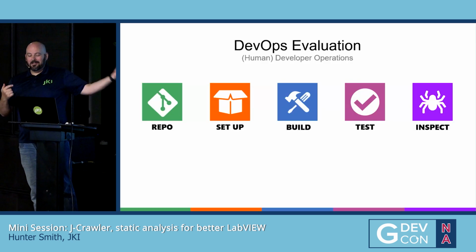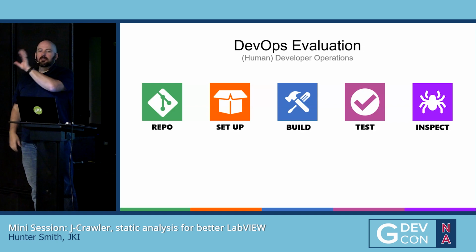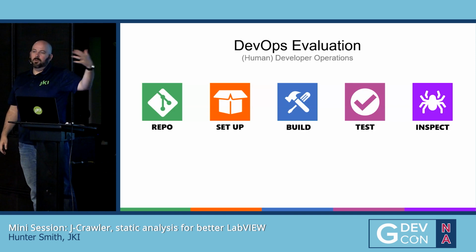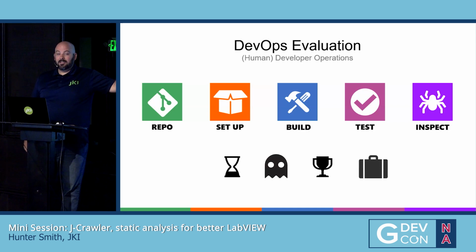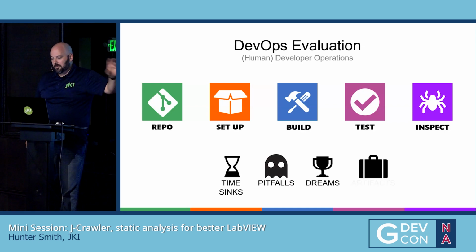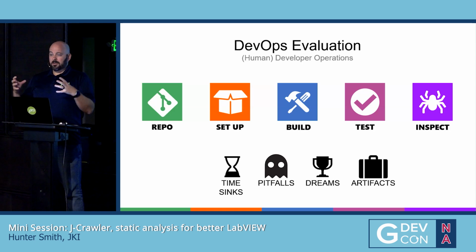So a lot of times when we work with customers, we'll go through and do a full evaluation. Sometimes they need help getting on Git. Sometimes they have that part, but they need build, or they need test, or they need inspect. So we'll teach them how to write tests, and we'll stand up all these things so that we can identify the time sinks, pitfalls, dreams, and artifacts. And so this is a common way that we sit down with customers and make these tools available.